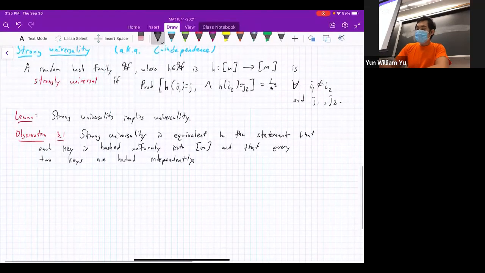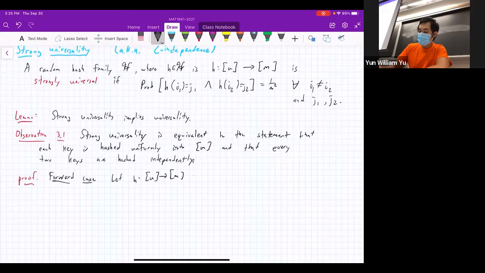And let's prove this equivalence. So let's give a proof. Obviously we have two different cases: a forward case and a backward case. So the forward case is if we let h from U to M be strongly universal, by which I mean it's drawn from a strongly universal hash family. I'm going to just conflate those two together. Stop me if it ever gets confusing. And we're going to let x not be equal to y in our universe of elements.